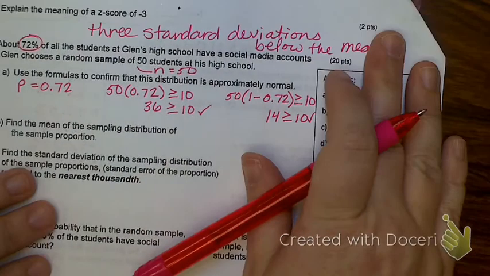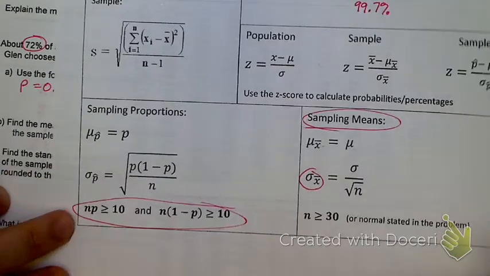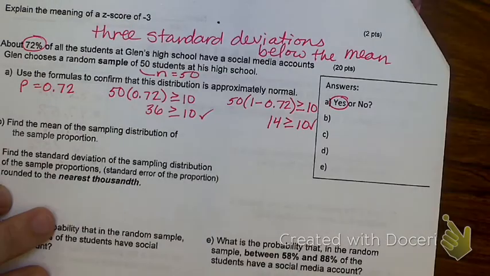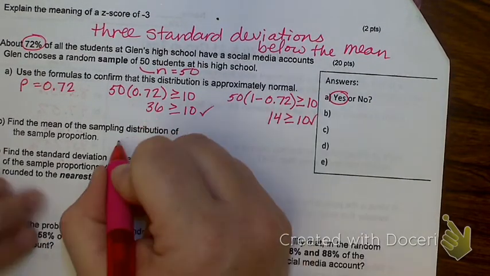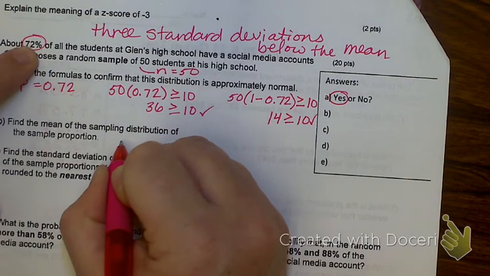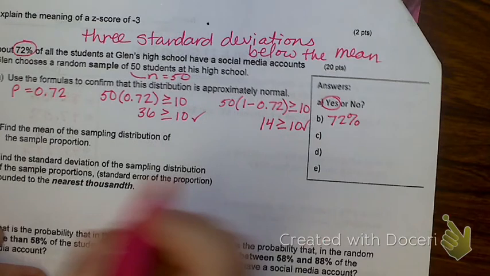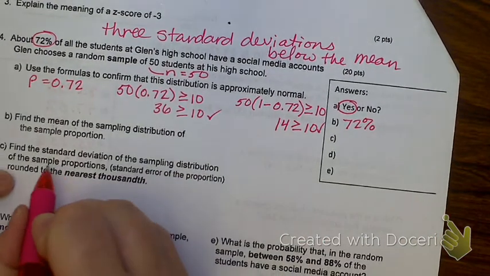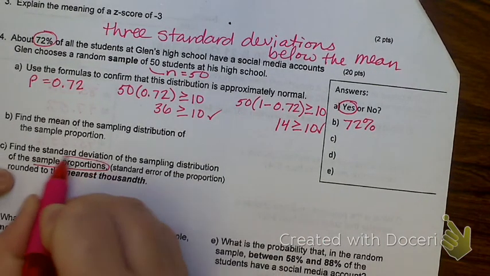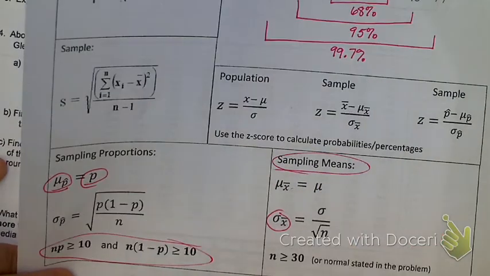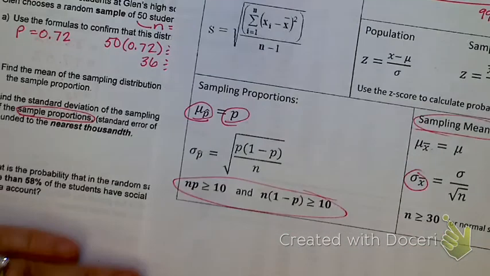Find the mean of the sampling distribution of the sample proportion. Guess what? The mean of the sampling distribution is equal to the mean of the whole thing. So if P up here is 72, then P down here is also 72%. Find the standard deviation of the sampling distribution of the sample proportions. Again, here's your key that you're talking about the proportion side and not the means side. So find the standard deviation.